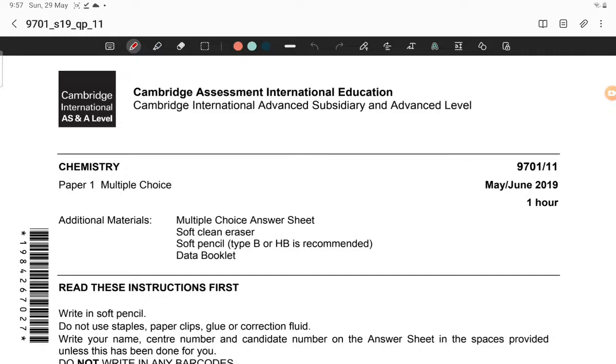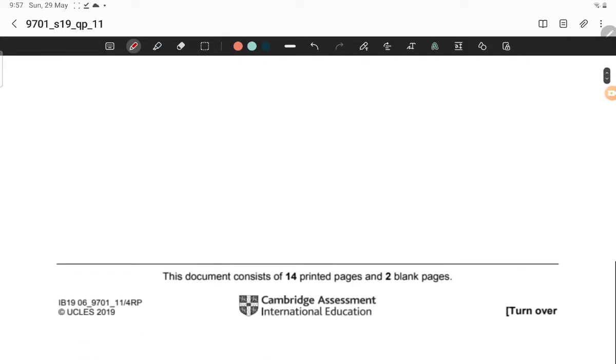This is Chemistry Paper 1 MCQs, 9701 May June 2019. Let's start.